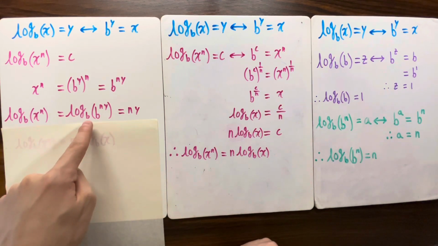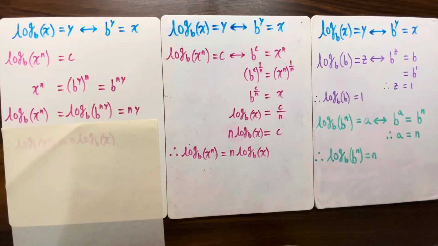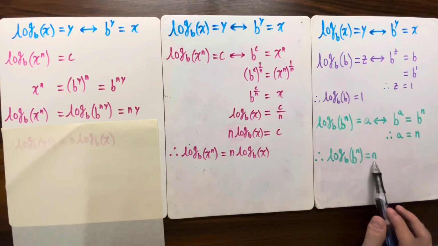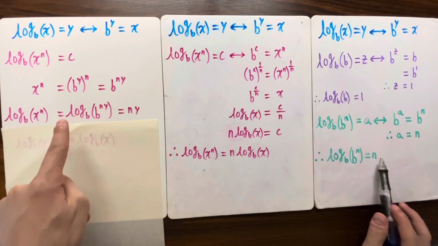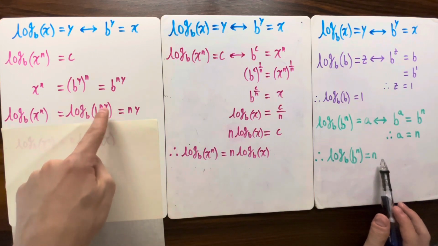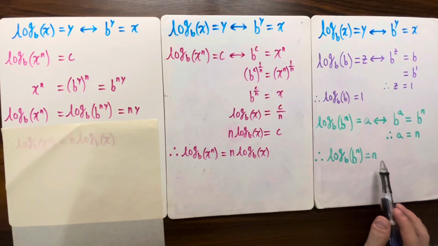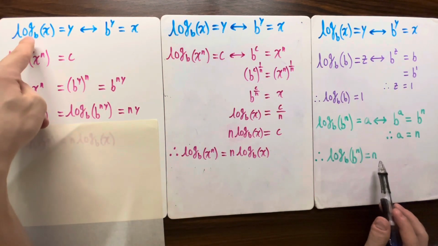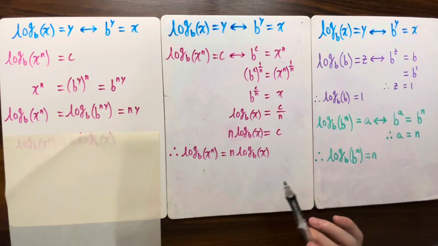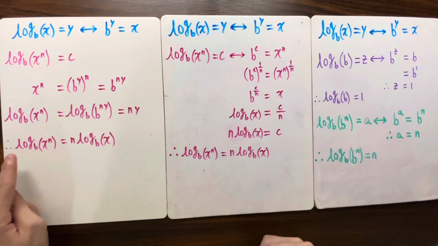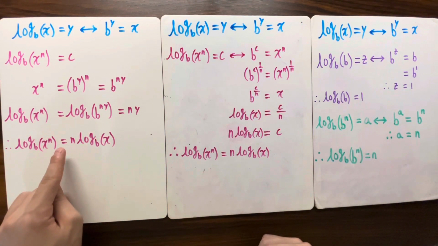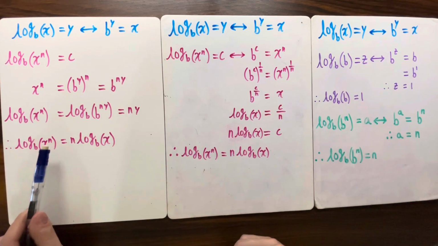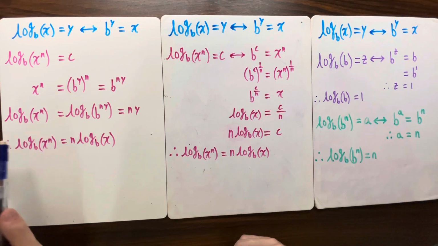Well, what is log base b of b to some power? Well, over here we figured out that log base b of b to some power was just the same power. So that means that log base b of b to the ny is just equal to ny. But what is y? We said over here that log base b of x is equal to y. So therefore, we can say that log base b of x to the n is equal to n times log base b of x. So whenever we have an exponent here, we can just bring it to the front like this.